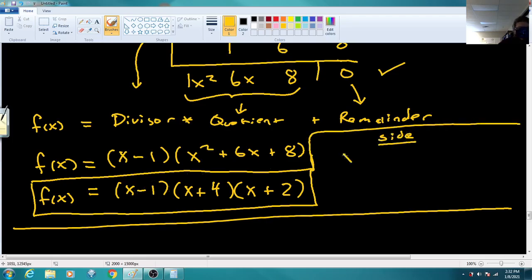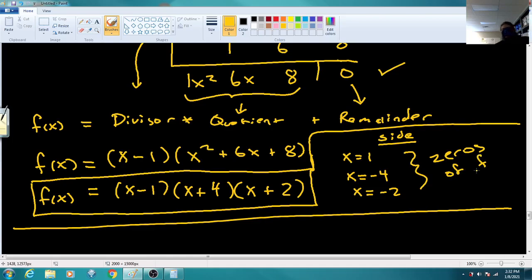x minus 1 creates the 0 at x equals 1. x plus 4 would create a 0 at x equals negative 4. And x plus 2 would create a 0 at x equals negative 2. So these right here are the zeros of the function f. So we fully factored it. It only asked us to factor, so we didn't need to find the zeros. But once you factor it, you can extract the zeros from the factored form pretty easily.